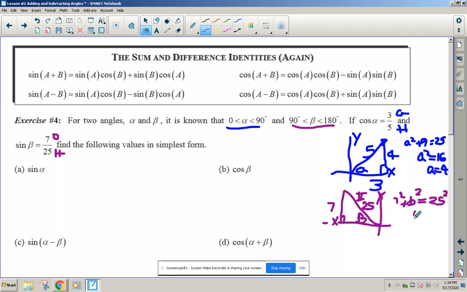So by the time you're done with the Pythagorean theorem, we find that the base of this triangle is going to be equal to 24. Again, feel free to do all the work out. Now this is 24 in the negative direction.